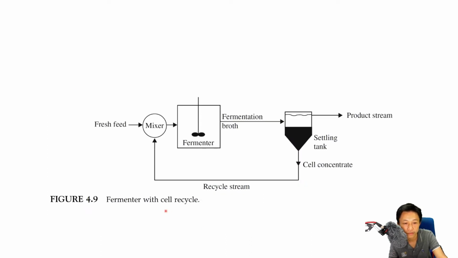What else? This is a fermenter with recycled cell. So some cells are recycled back to your fermenter or your bioreactor, for example. This is the reactor tank, the bioreactor, and then this one is the separator. I mean, reaction does not occur here, but you separate the products to the packaging line or something like that, and you recycle some cells back to the process. This is the meaning of these two.